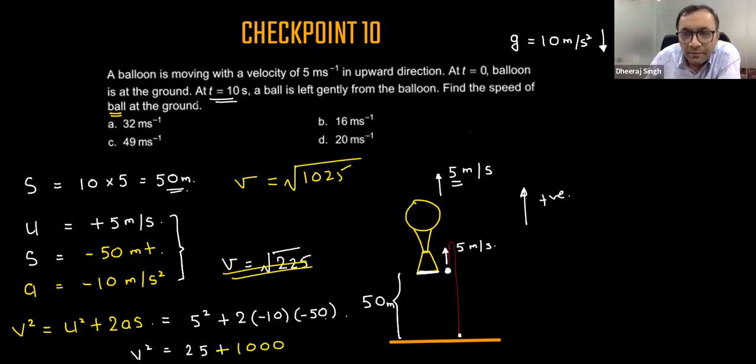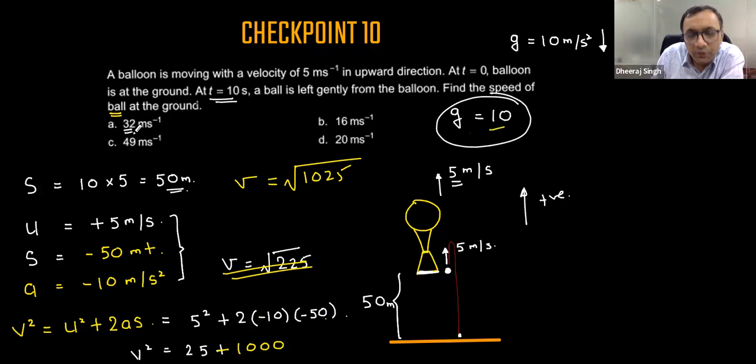Mute yourself, just type. So, you know, we are getting more than 32. The reason is because you have taken g as 10. All right. If you take g as 9.8, you will get much closer to 32. Fine. So that is how you solve this question. Clear?